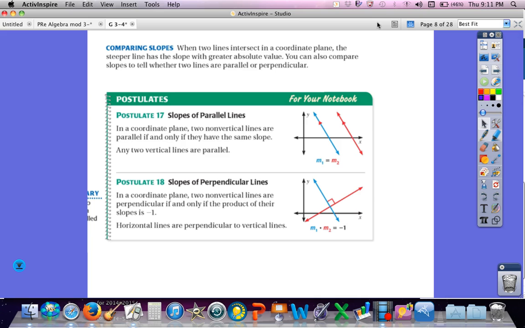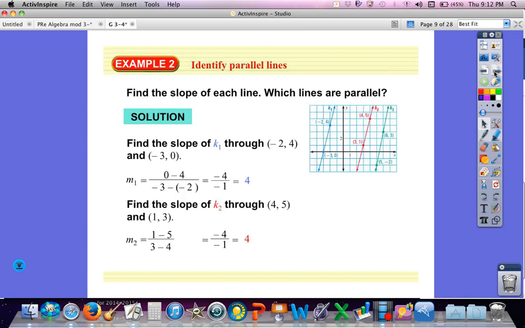Postulate 18 is the slope of perpendicular lines. In the coordinate plane, 2 non-vertical lines are perpendicular if and only if the product of their slopes is negative 1. We know that as slopes being negative reciprocals. And horizontal lines are perpendicular to vertical lines. So if I have a horizontal line and a vertical line, they are perpendicular, and that's signified right there by the right angle symbol. I'm having trouble speaking tonight.